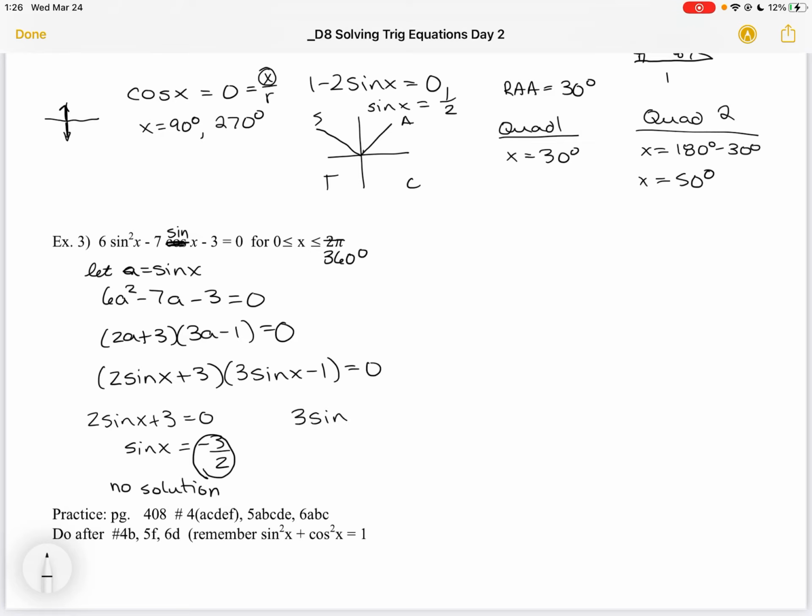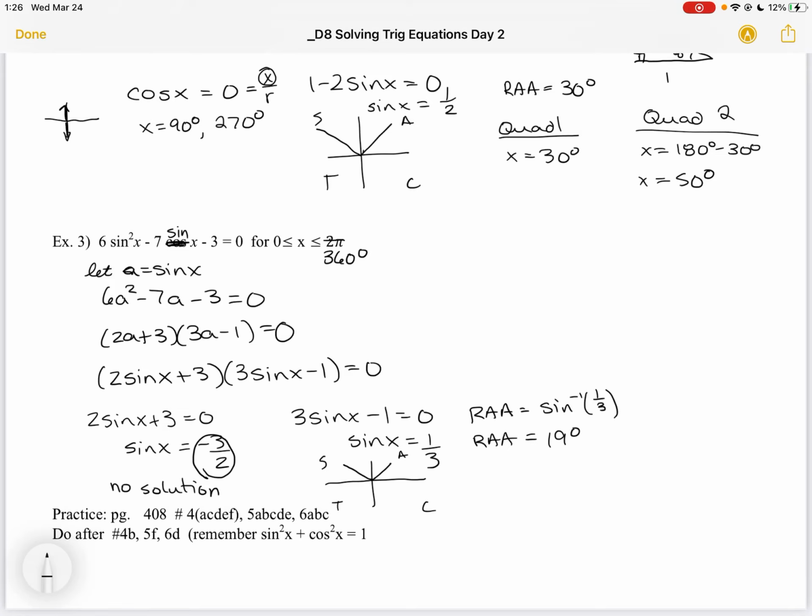My second bracket, I've got 3 sine x minus 1 equals 0, which means that sine x equals 1 over 3. I'm going to draw my quadrants. Notice that sine is positive in quadrant 1 or quadrant 2. Then I'm going to find my related acute angle by doing the sine inverse of 1/3. I know I need to use my calculator here because it's not one of my special triangle ratios.